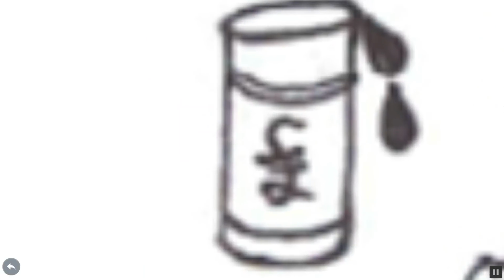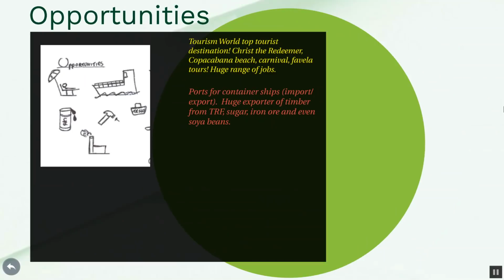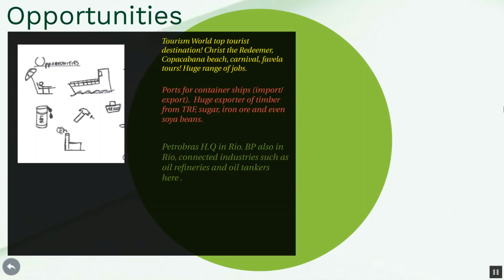Just down here, we've got a barrel of oil, which is supposed to represent the fact that you've got some huge oil companies in Rio de Janeiro. Petrobras HQs in Rio. Petrobras is actually the Brazilian state-owned or part state-owned oil company. You've also got BP there, and there's lots of other connected industries, such as oil refineries. There's big oil tankers. So it's a huge, huge industry where people could go and find work.